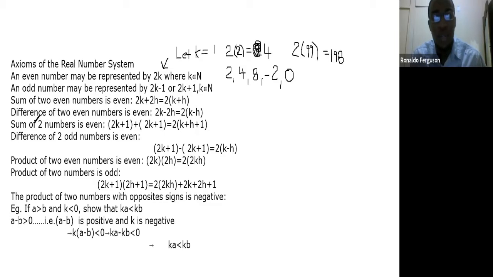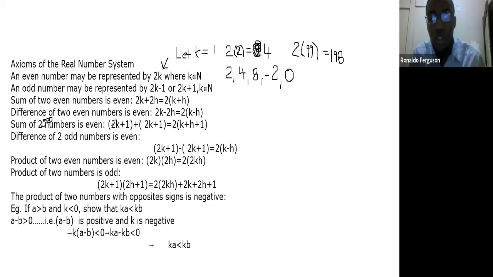So the sum of two even numbers is even, from right here. Now this part, the sum of two odd numbers, it should be odd right here. The sum of two odd numbers is even.